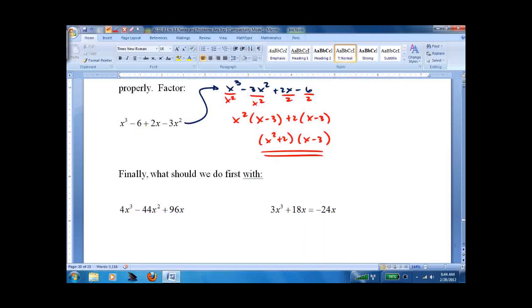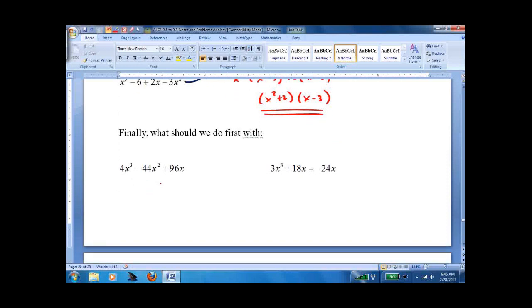Now, looking at these problems, what should we do first? It's not 4 terms, so it's not going to be factoring by grouping, but it's got a third term, which makes us hesitate, think about how would we solve that. Well, always look to see if you can pull out a common factor. In this case, I believe there's a 4x in each one of these. So I pull a 4x out front. I'm left with x squared minus 11x plus 24.